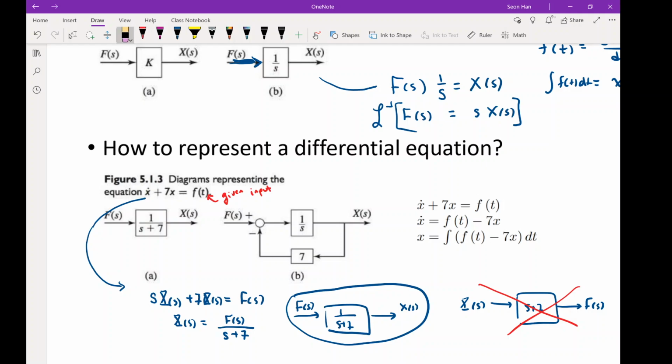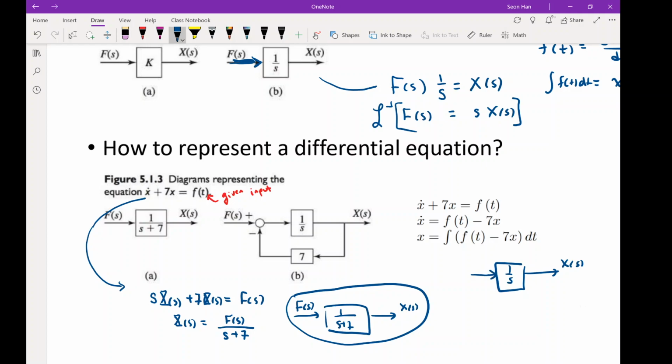So I'm going to just erase that expression. Another way to write it, and there are many ways to write this, is to solve for x dot in the original equation. So you have x dot equals f of t minus 7x. What you do is you line up a signal called x of s, and then you put in an integrator. So what should be the signal before you integrate? If after you integrate you get x of s, that is the x dot, in time domain.